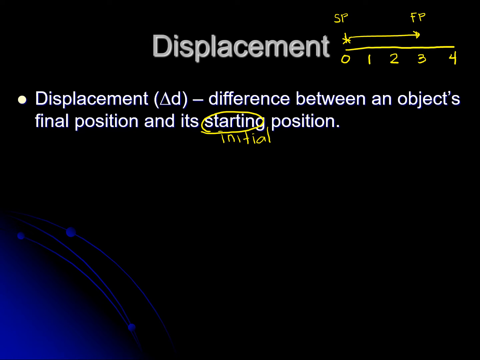Now, let me give you another scenario. If I have here my 0, 1 cm, 2 cm, 3 cm, 4 cm. 0 is my starting position. Now, let's say I move 2 times. I move from 0 to 3.